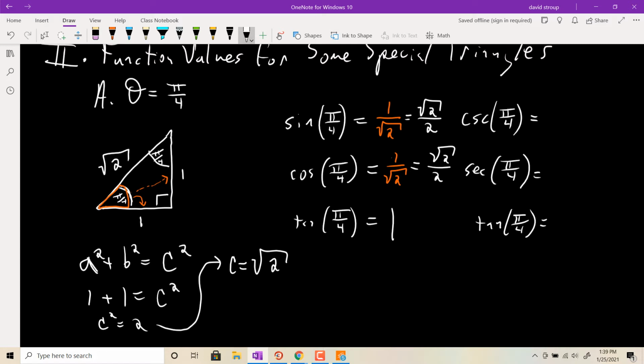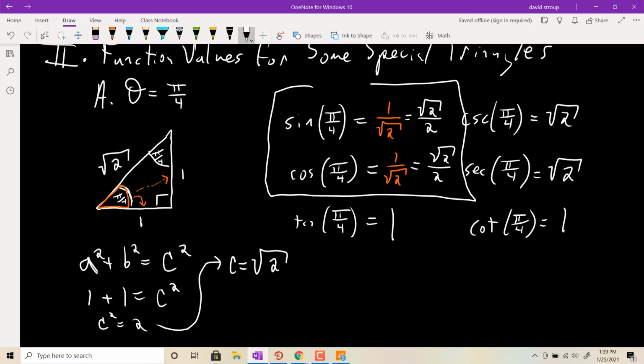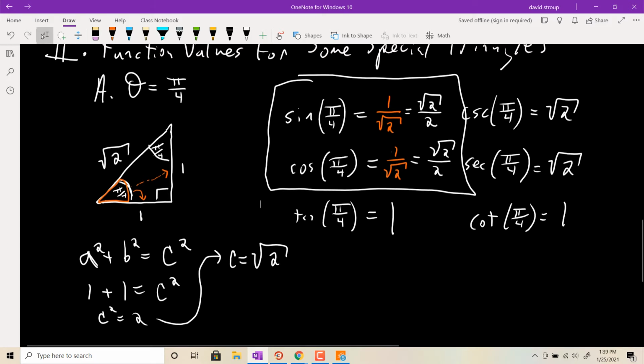Cosecant will be the reciprocal of sine, right? So it would be root 2 over 1, or just root 2. In this case, secant will be the same. It's just root 2, and I accidentally wrote tan. I meant to write cotan. So let's put cotan right there. And that's the reciprocal of 1, so it should be just 1. Okay? So most importantly, you really got to memorize these two. And then hopefully the other ones you'll be able to figure out just by using the identities. Like tan is really sine over cosine. Cosecant's 1 over sine.